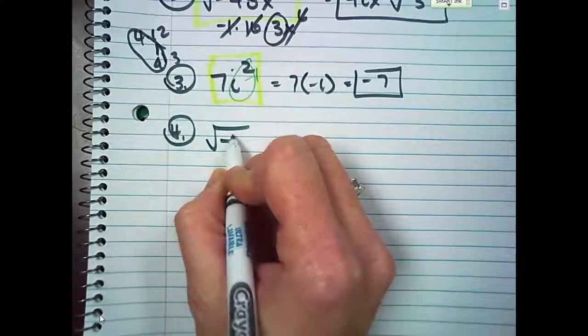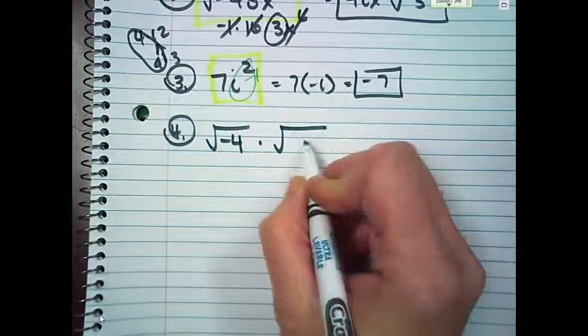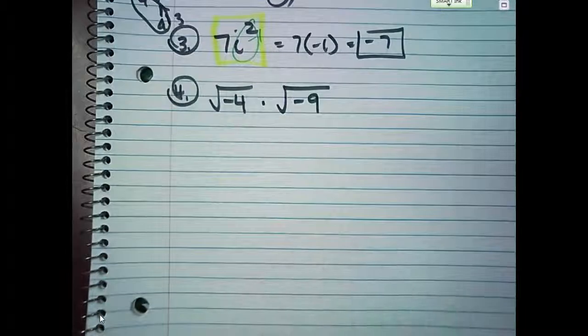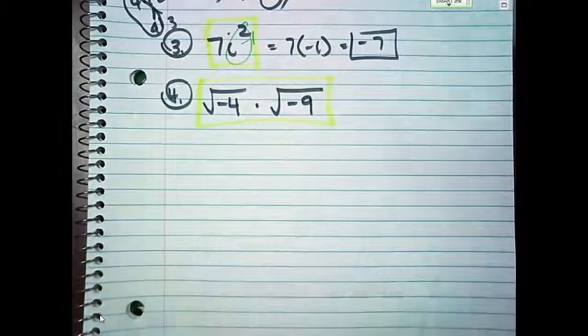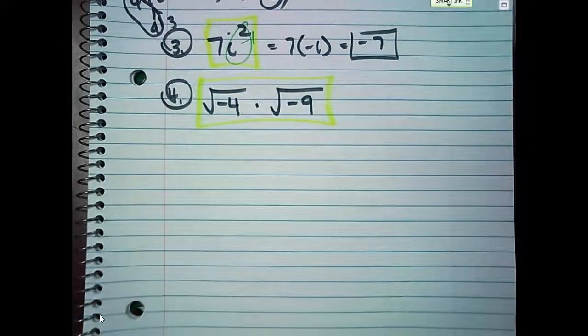Square root of negative 4 times square root of negative 9. This is where that paragraph we wrote just a second ago makes a difference. The paragraph said you have to take care of your negatives under the radical before you do anything else. This is the reason. If I take negative 4 and multiply by negative 9, we can get positive 36, and the square root of 36 is 6. But that's not true with this problem. Because you have to simplify the negatives first.